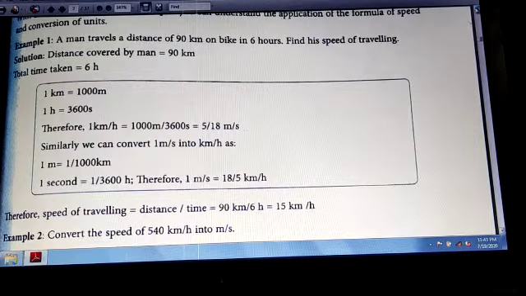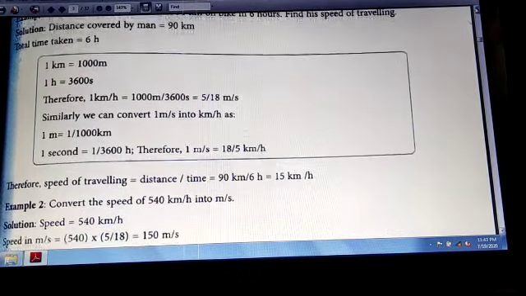So speed of traveling is distance by time, equal to 90 kilometer divided by 6 hour, and I hope all of you know. So this will be 15 kilometer per hour. It's easy, conversion is easy.